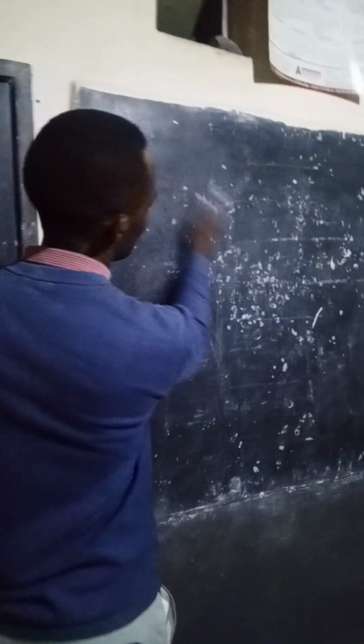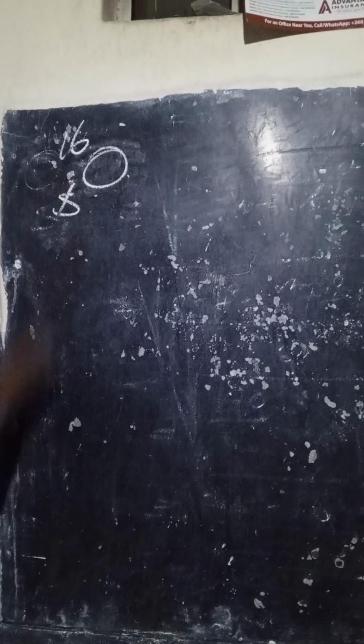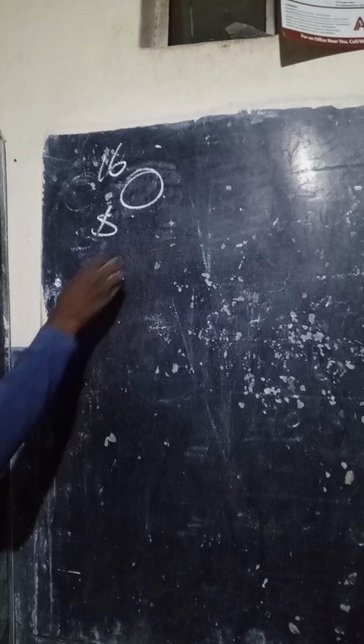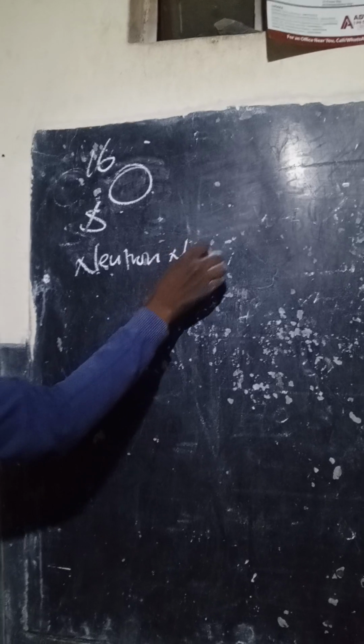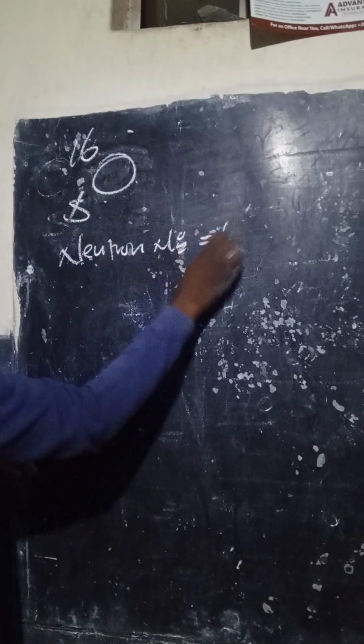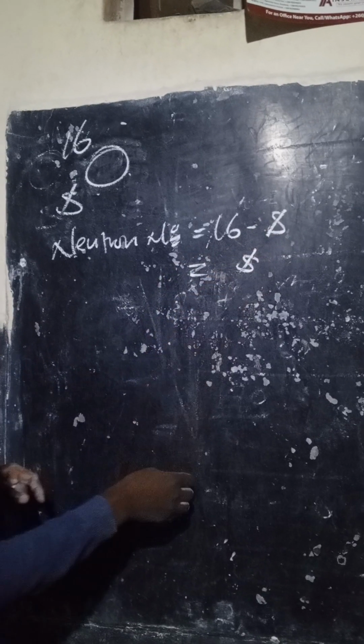Assuming that oxygen on the periodic table, you discover that oxygen has 16 on top, then there's a symbol for oxygen, which is O, then down here, there's 8. So remember, I said the number on top represents the mass number, then this number represents what we call the proton number. If you want to find the neutron number, it will be the number on top, which is 16 minus 8. And the answer you're getting is 8.